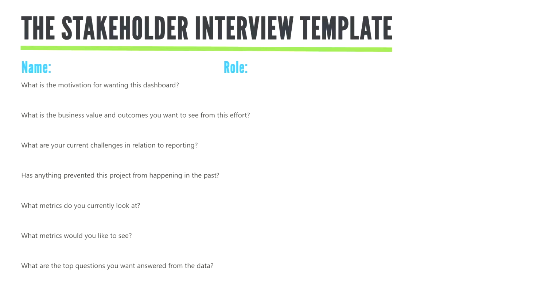Has anything prevented this project from happening in the past? That's important because there may have been initiatives before, and they may have failed for certain reasons. How do we know we're not going to fail again? How do we know that's not going to continue to happen? By understanding what happened in the past, maybe we can navigate around prevention and come up with a better solution this time around.